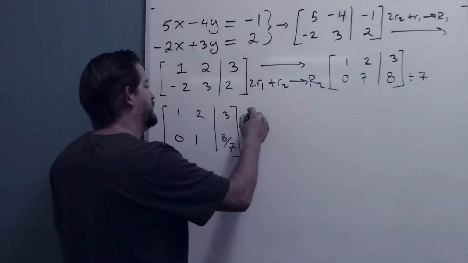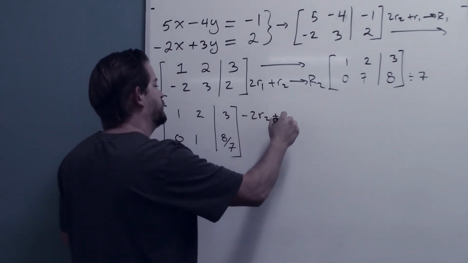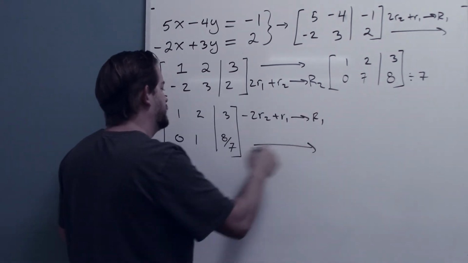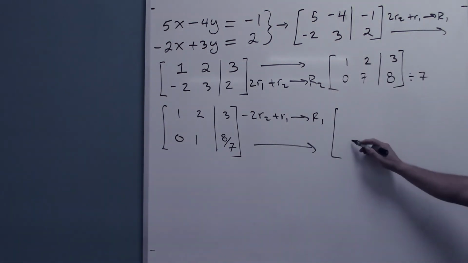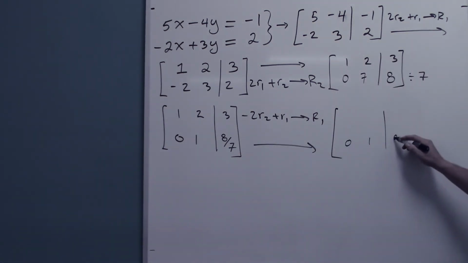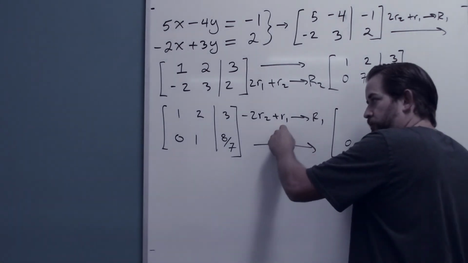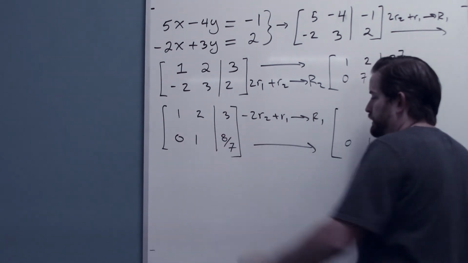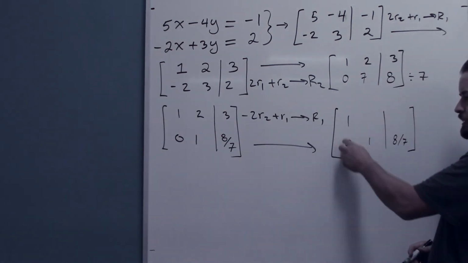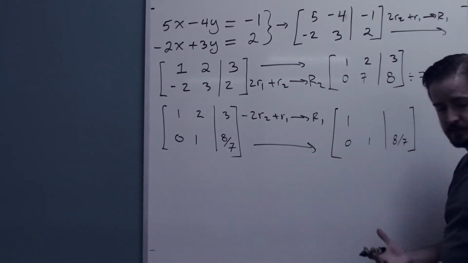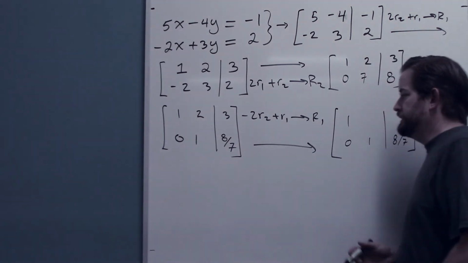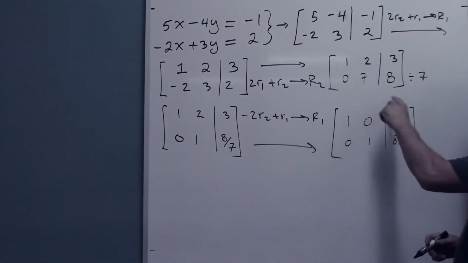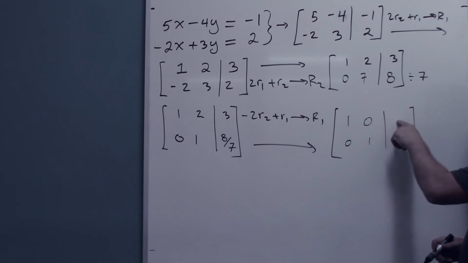But I'll take negative 2 row 2's and add that to row 1 to become my new row 1. And that's how I eliminate that 2. Bottom row doesn't change. That's a 0, a 1, and an 8 over 7. And then negative 2 row 2 is added to row 1. Well, negative 2 times 0 is 0, but plus 1 is still 1. That's great. I didn't mess up steps 1, 2, and 3 in this step, so I'm good to go. Negative 2 times 1 is negative 2, plus 2 is 0. Fantastic. Steps 1 through 4 are done, as long as I get this guy here.